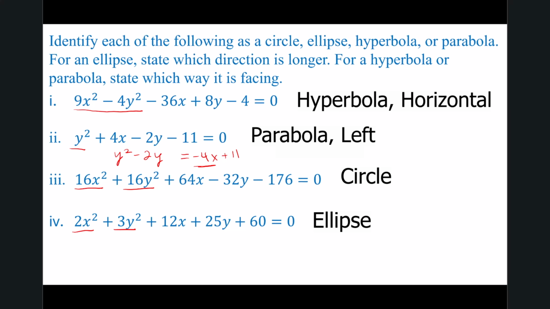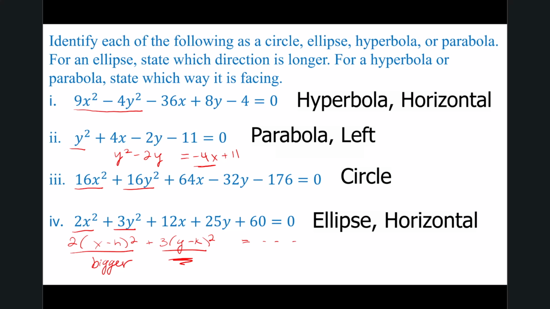Now, which way is the long direction? If I were to complete the square here, at the end, I'm going to have a 2 times the x minus h squared, and I'll have a 3 times a y minus k squared equals whatever I have. But when I divide by that number on the right, I'll have 2 divided by some number and a 3 divided by that same number. So the denominator here will be bigger at the end than this denominator right here, because 2 over that number is a smaller number, so it will have a bigger denominator than 3 over that number. So this one, the long direction is horizontal.